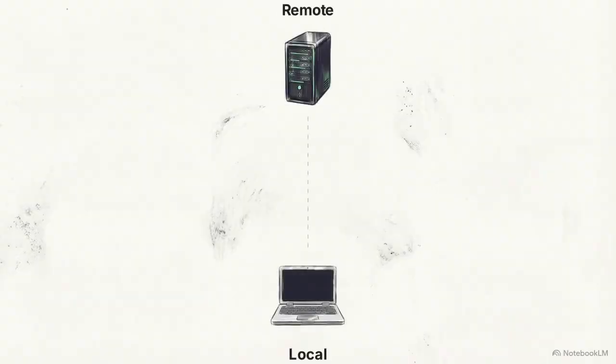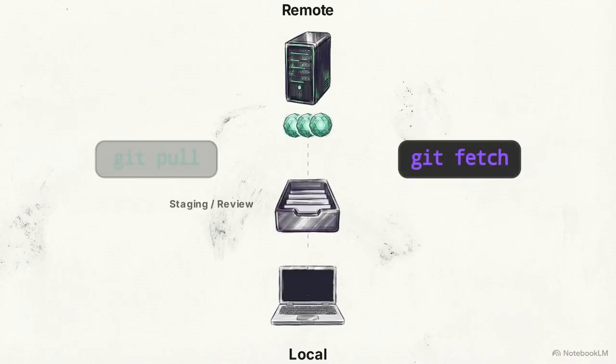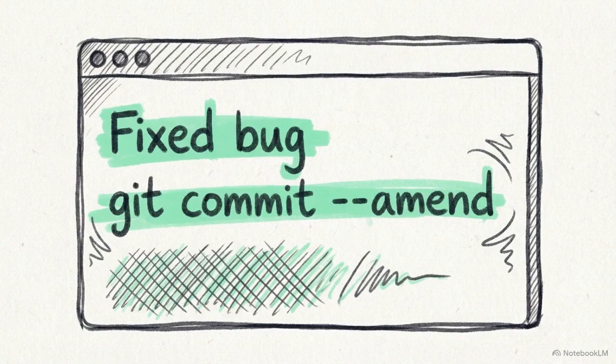To synchronize your local machine with remote updates from the team, you have two options. You can use git pull to fetch and merge the new code immediately, or use git fetch to download the changes without merging so you can review others' code first. If you make a minor mistake locally, like a typo in a recent commit message, you can easily fix it using the git commit --amend command.